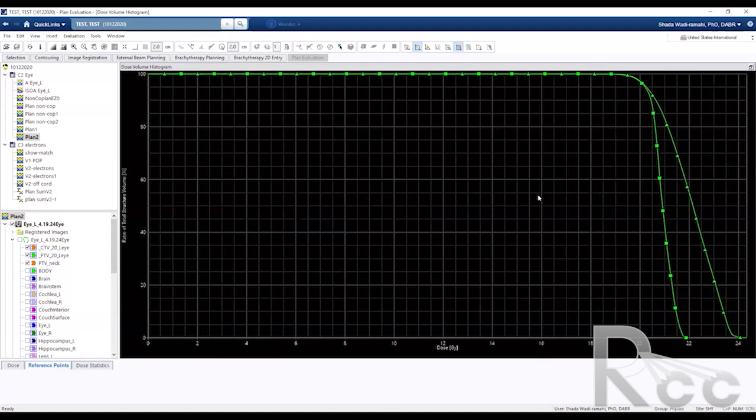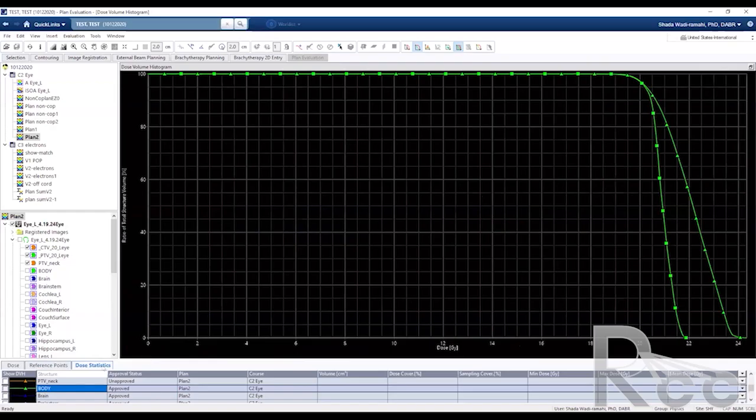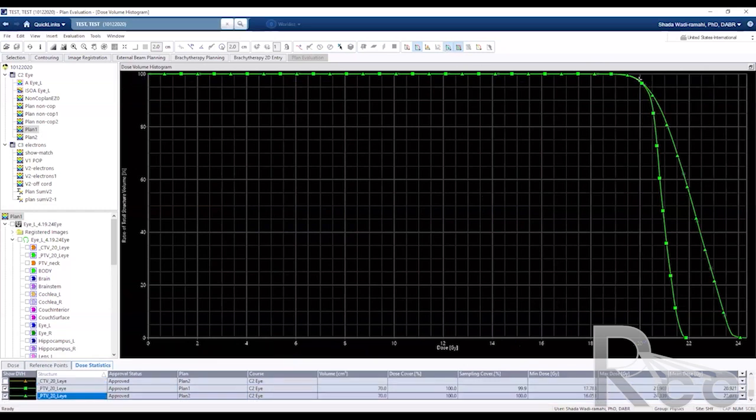All right, so looking at this screen, prescription dose is 20 gray. And I have two plans. Plan 1 is the square, and plan 2 is the triangle. Now, they were created such that they share the same point. 20 gray is covering 97% of the volume. So you can see here, this is 20 gray, and this is 97%. So I'm going to say the coverage is very similar.